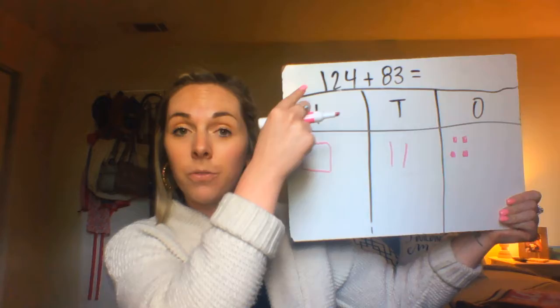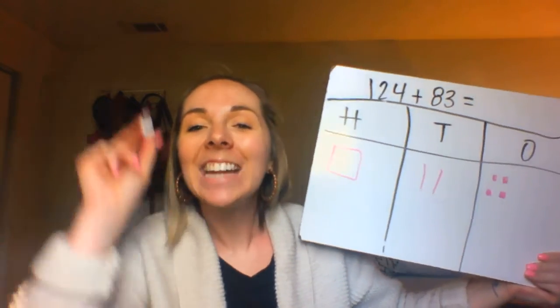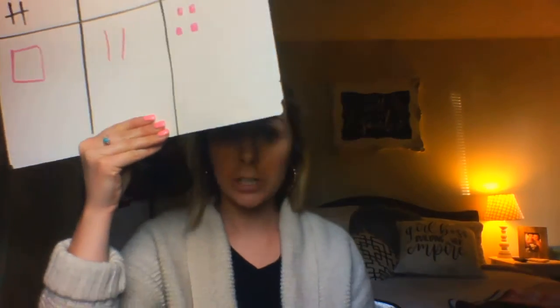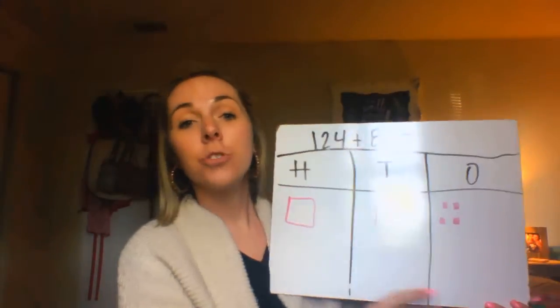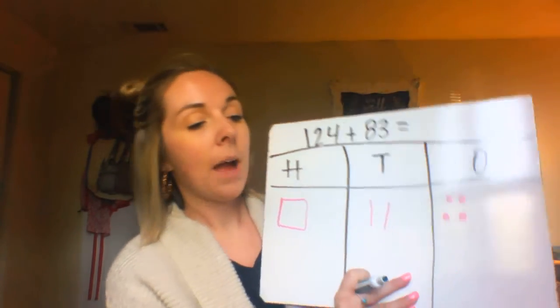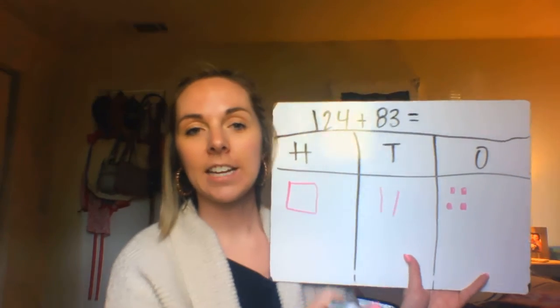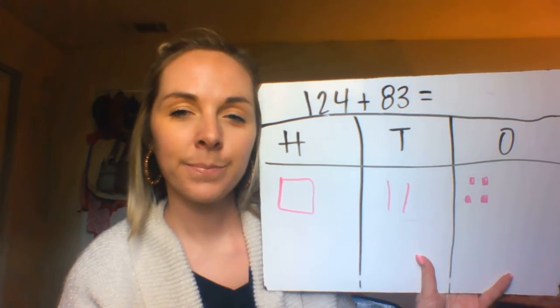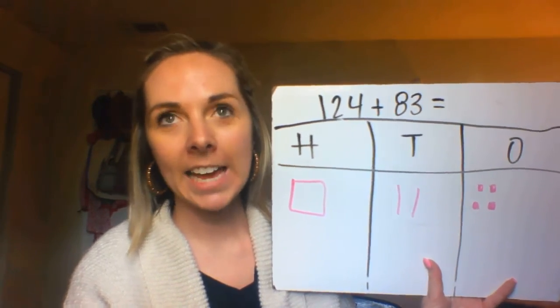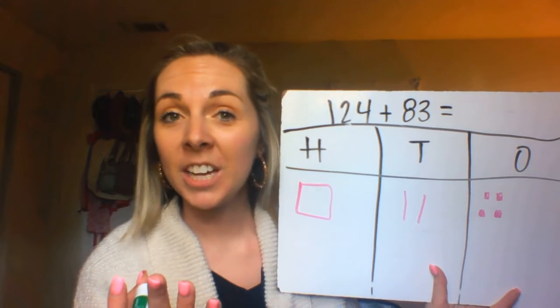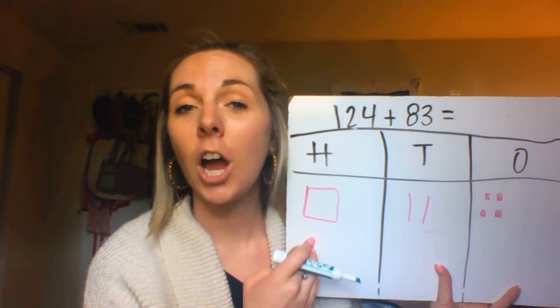So 124, check. Now I'm adding 83 to that 124. So I'm going to switch marker colors again. We're going to use green, okay? So now I'm adding 83. Well, I'm going to add how many hundreds? How many hundreds are in 83? I'm going to let you think for a second. How many hundreds are in 83? You're right. None. There's no hundreds. So I don't even need to put a hundreds right here.